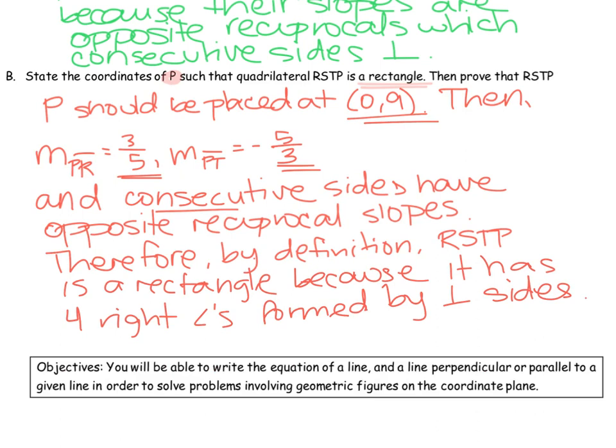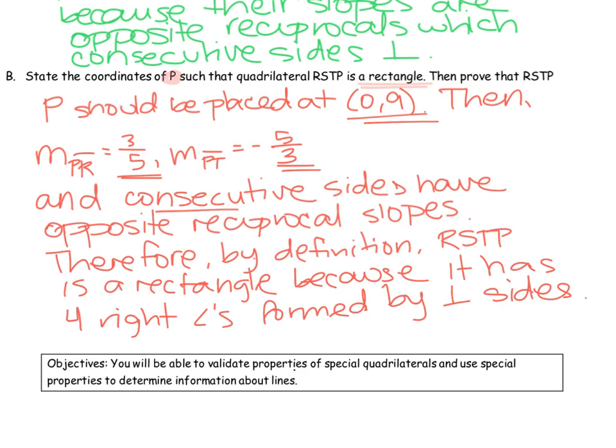So remember, our objective today was that we would be able to write the equation of a parallel and perpendicular line. So just a reminder that our objective today was to be able to validate properties about special quadrilaterals and use those special properties to determine information about lines on the plane.